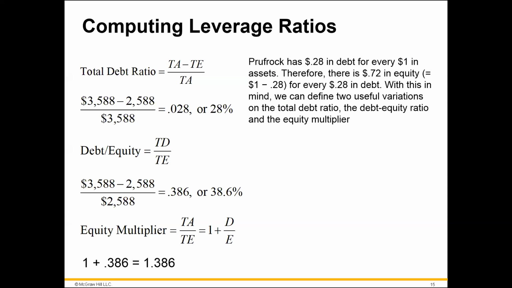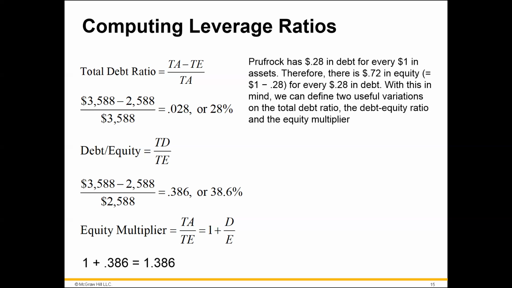So for our example, the preferred corporation has a 28% total debt ratio, which means that preferred has $0.28 in debt for every $1 in assets. So, which means there is $0.72 in equity for every $0.28 in debt.